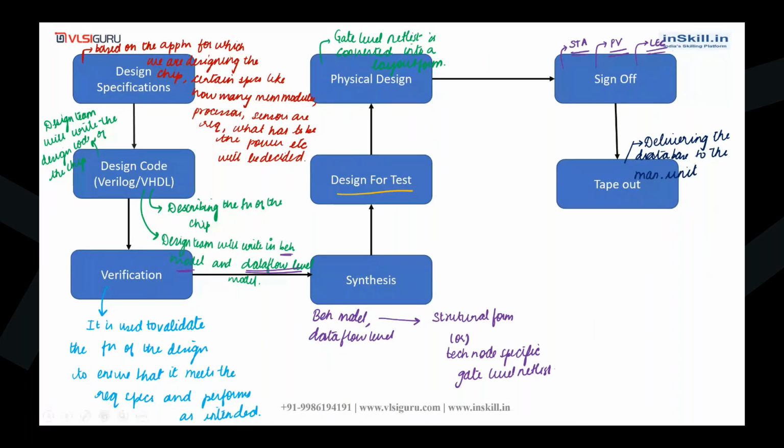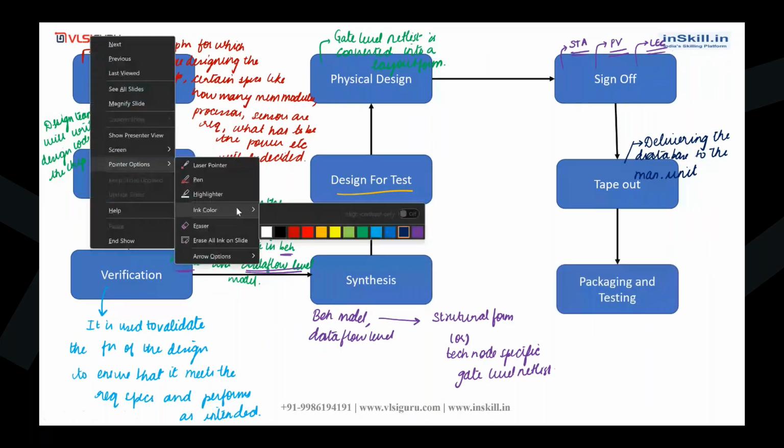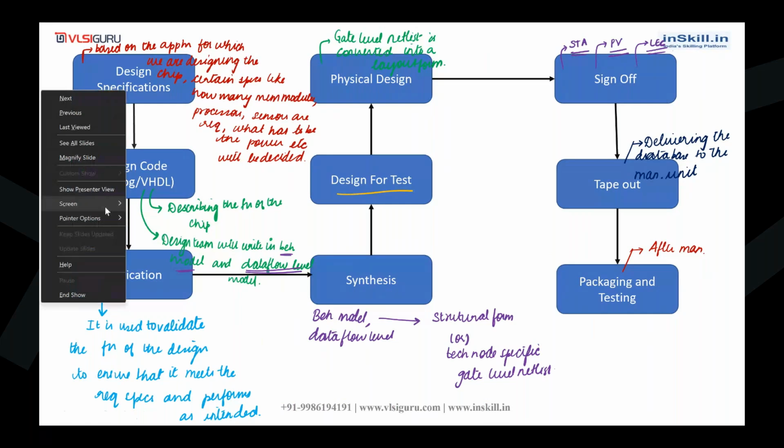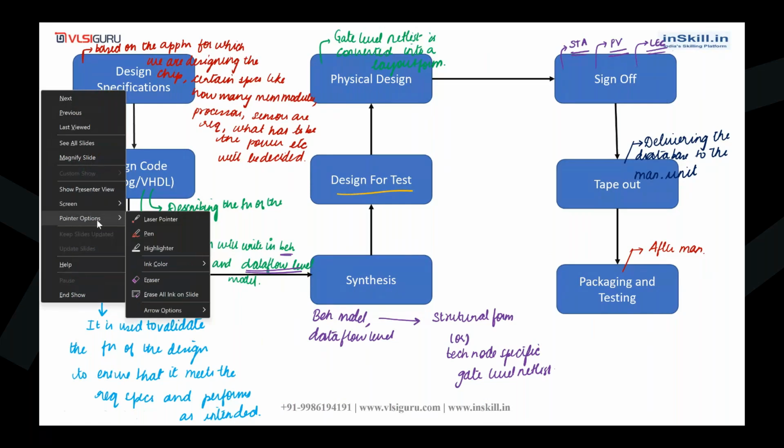Tape out means delivering the database to the manufacturing unit. And then you'll be having packaging and testing, which are done after manufacturing. Packaging means covering the die with a protective layer.